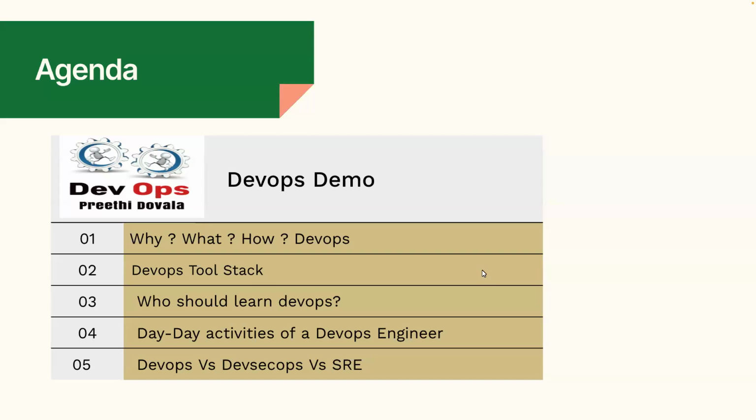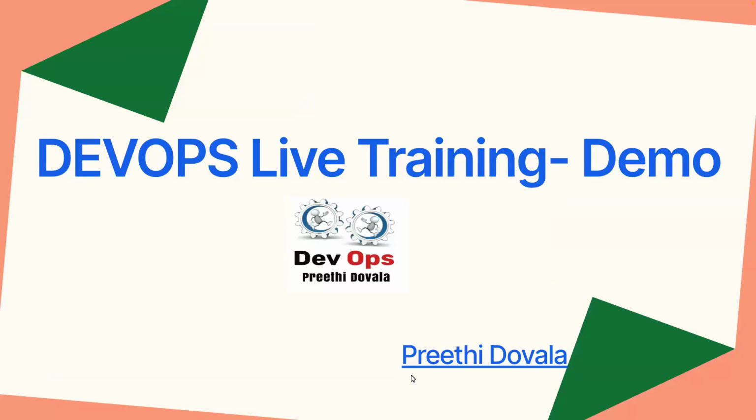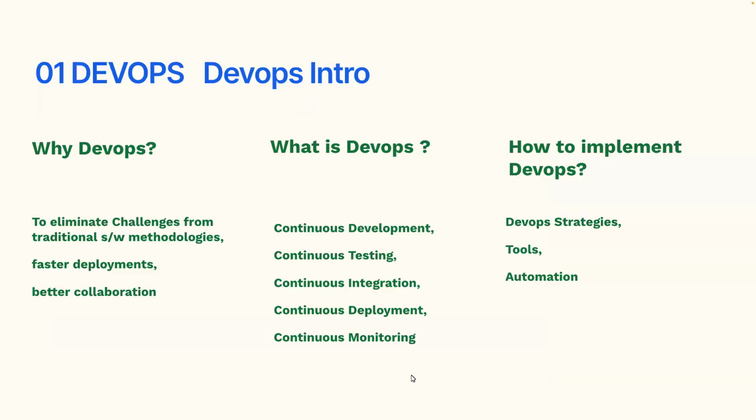So why DevOps came in? What is DevOps? How is DevOps implemented? That we'll see with hands-on from tomorrow. The DevOps tool stack is what we'll be discussing today. Who should learn DevOps? This is the most frequently asked question, so we'll be covering it. And the day-to-day activities of a DevOps engineer and the differences between DevOps, DevSecOps, and SRE. So let's get started with these topics.